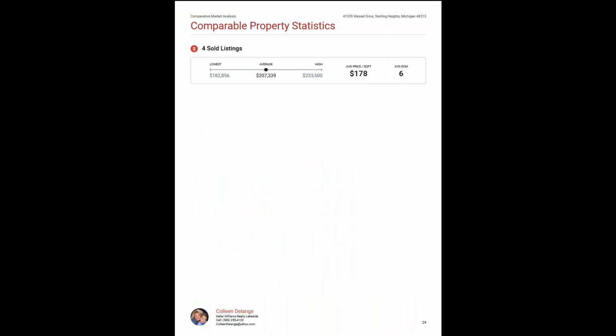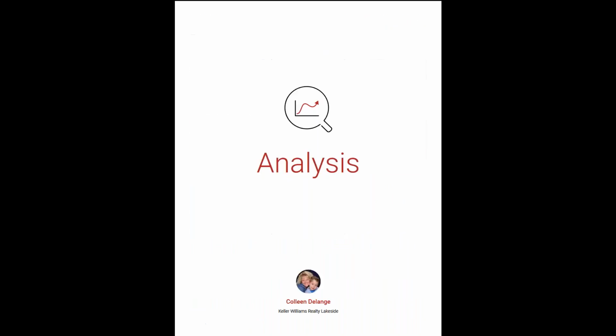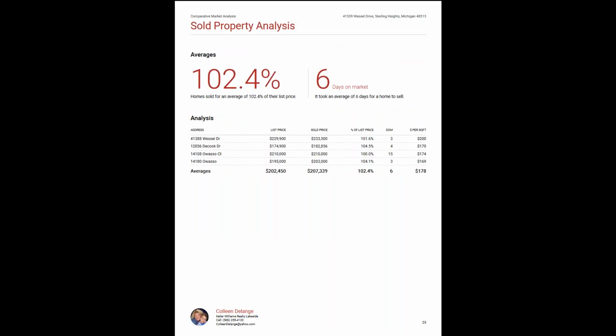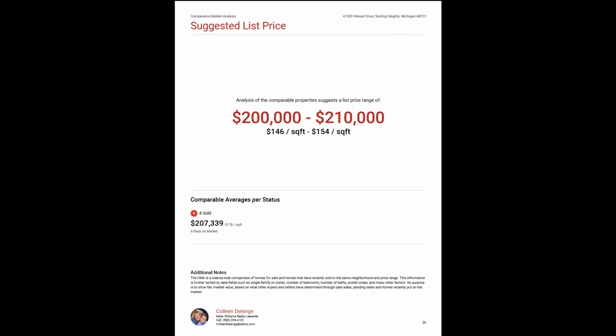Okay. Again, there's some good marketing pages. I don't use a ton of the marketing pages that are here. I do use the analysis pages to kind of show you price per square foot, average days on market. In this neighborhood, homes actually sold above their list price, 102.4% and 6 days on the market.